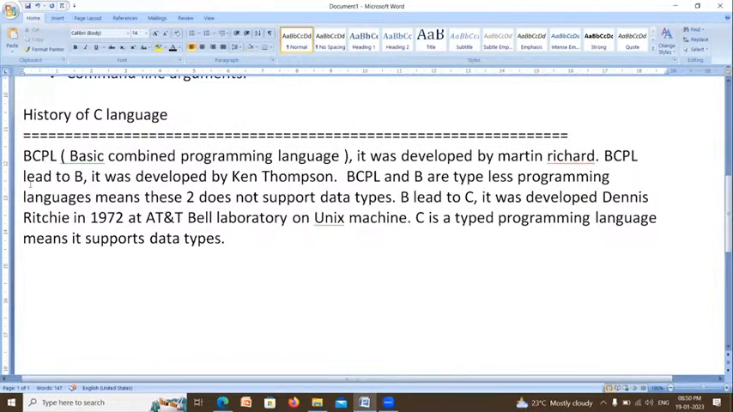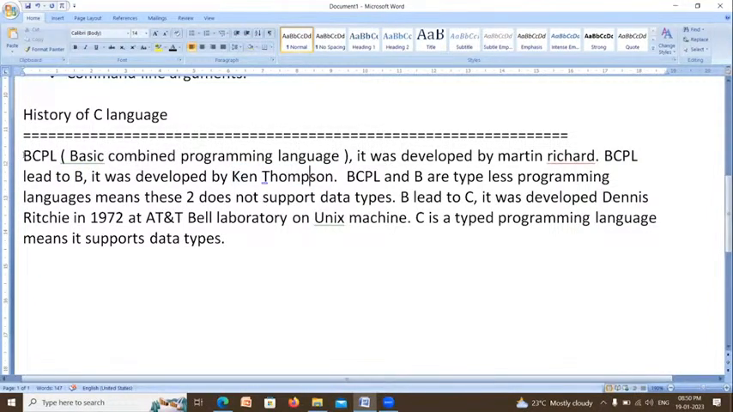Okay, sure. There are so many high-level programming languages. One of the important high-level programming languages is BCPL. It stands for Basic Combined Programming Language. This language was developed by Martin Richards. He is the developer of BCPL. From BCPL, a new programming language was developed called B, and it was developed by Ken Thompson.